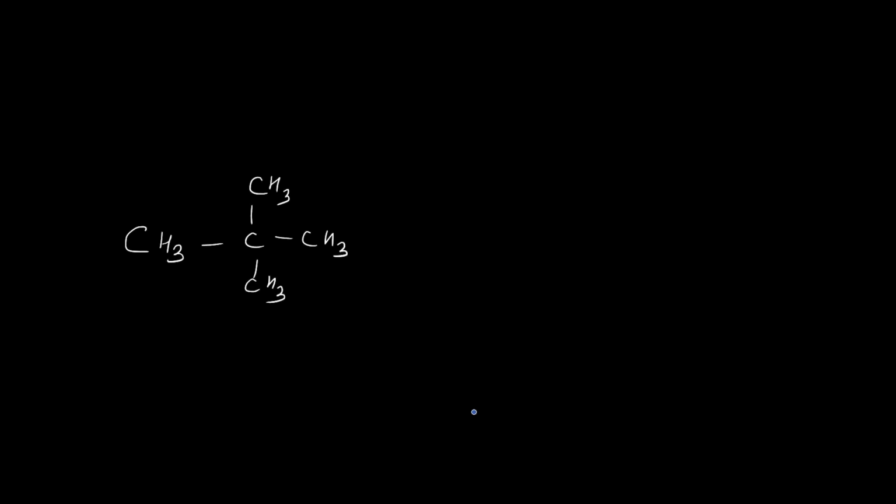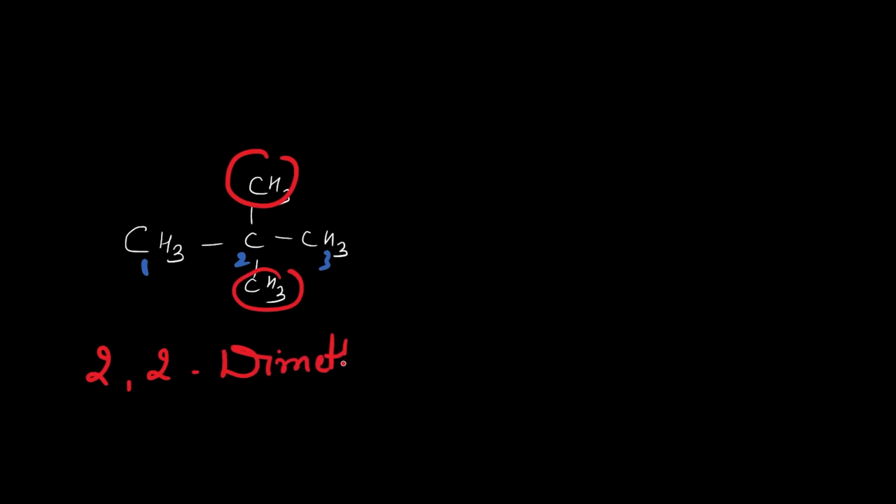Let us see this one now. 1, 2, 3. On the second position, we have 2 methyl groups. So we'll write here 2,2-dimethyl. Di for 2 methyl groups. After this, word root is prop, and the primary suffix is ane. 2,2-dimethylpropane.